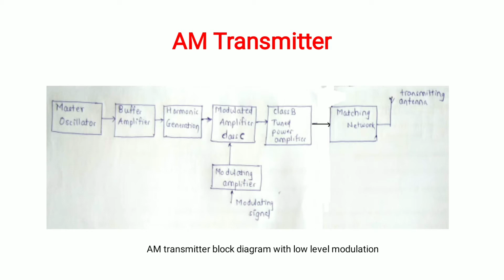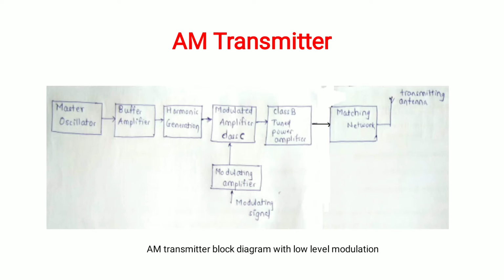For that, two modulation techniques are used. First is low level modulation, second is high level modulation. In low level modulation, the power of the transmitted signal is increased after modulation. And in high level modulation, the power of the transmitted message signal is increased before modulation. So that is high level modulation.